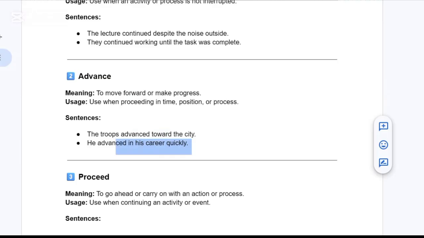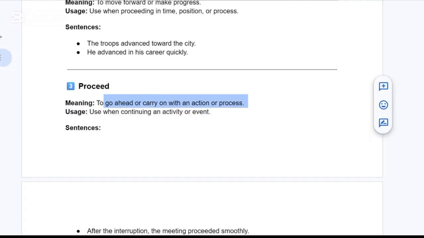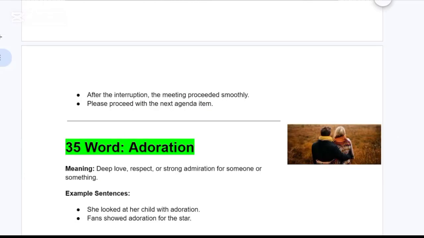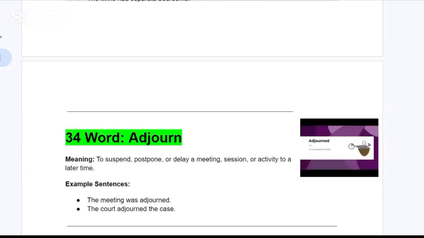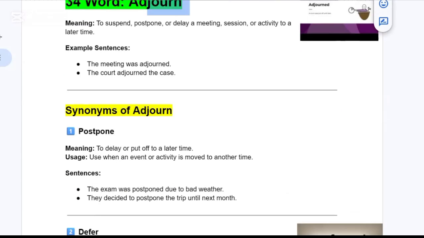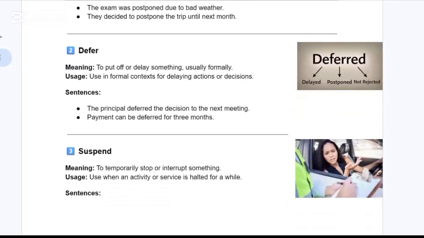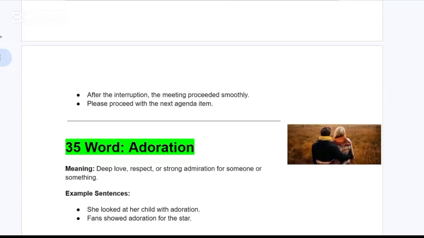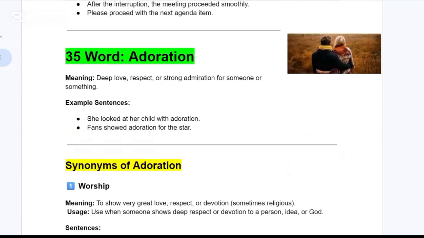Proceed, to go ahead or carry on with an action or process, used when continuing an activity or event. After the interruption, the meeting proceeded smoothly. Please proceed with the next agenda item. So the 34th word is adjourn, means postpone, defer, suspend, delay. Antonyms: continue, advance, proceed. The 35th word is adoration.